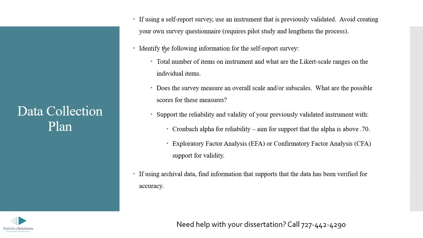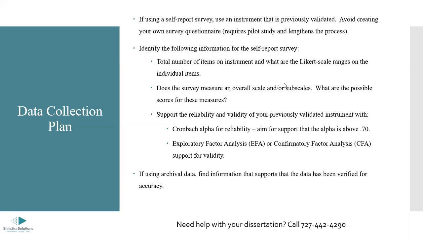So when you do look for a self-report survey, these are the types of bullet points that you need to look for. You need to look for the number of items that consist of the survey. Does it use a Likert scale or a multiple choice format? What does the Likert scale range from? Does the survey measure an overall scale, or does it measure subscales?